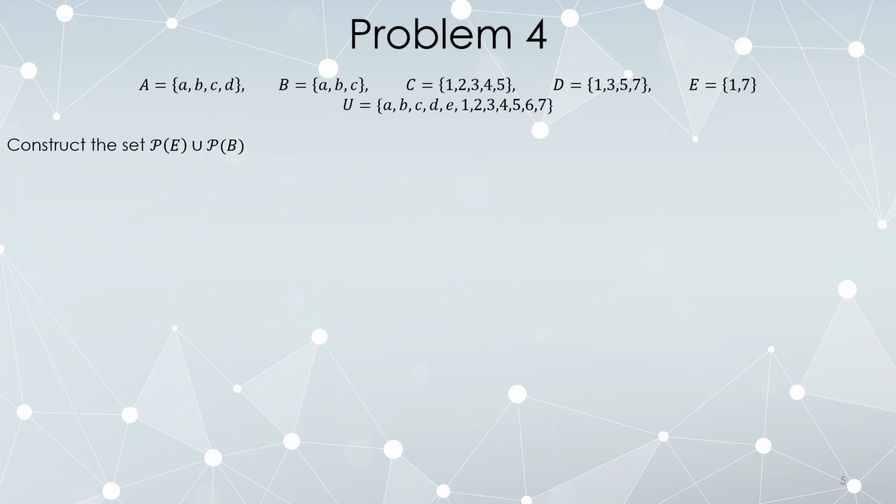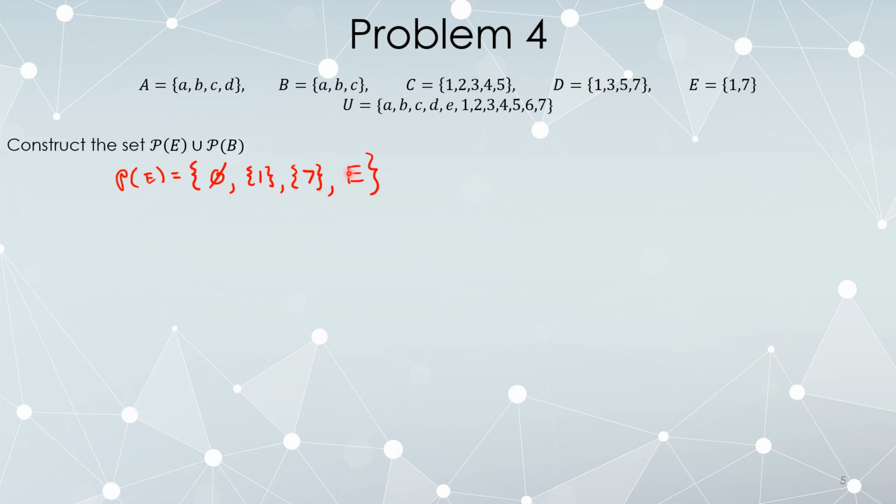Okay, same things. Construct the set power set of E union power set of B. Power sets are just listing out all possible subsets. So the power set of E, well, since E has these two elements, I like to go by size. So first, how many zero element subsets are there? Just the empty set. How many one element subsets? I could have the set containing 1 or the set containing 7. How many two element subsets? Just E itself has 2 elements, so there is the only 2 element subset of E.